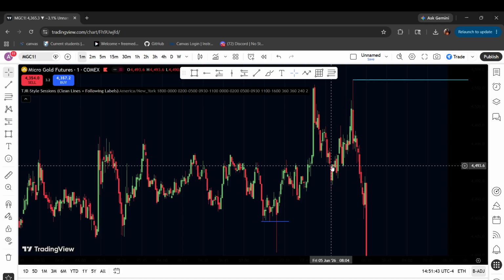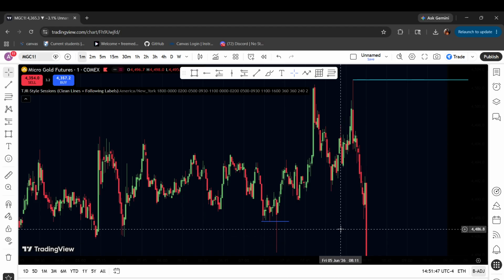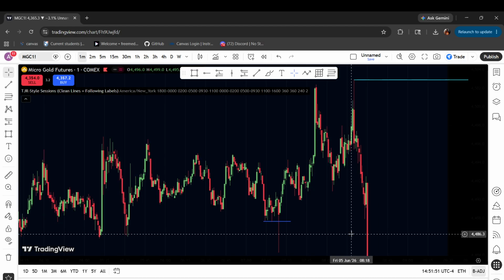If price barely wicks a level like this and instantly comes back, I would want to be careful. That just might be another liquidity sweep, right? I want to see commitment, not just a wick.